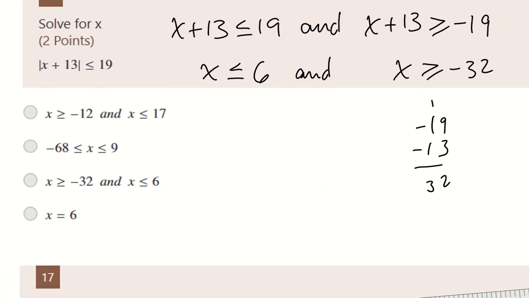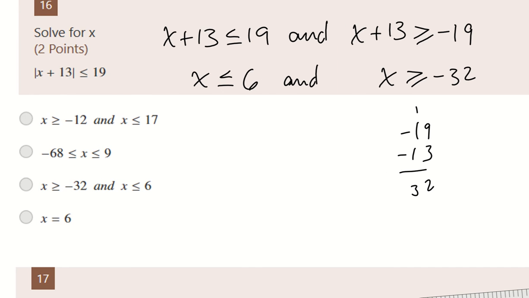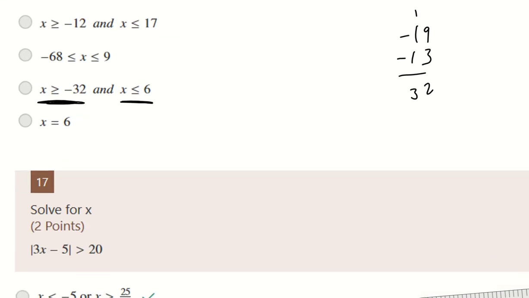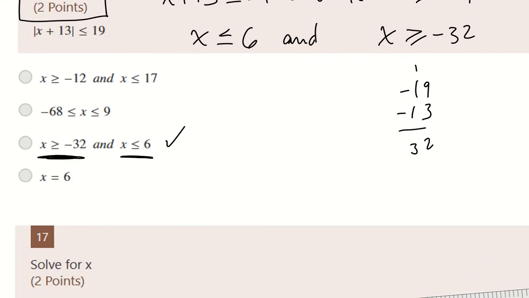So if this is how it looked on your test, hey, this is a free 2 points for everyone. Not sure what happened. Wait a minute. x's are greater than or equal to negative 32. Oh, yeah. And x, oh, it's right here. What's confusing me is that there's no green check mark by this, so I need to make sure that the answer key picked this up and you guys were getting correct credit for getting that one, because that is the correct answer.